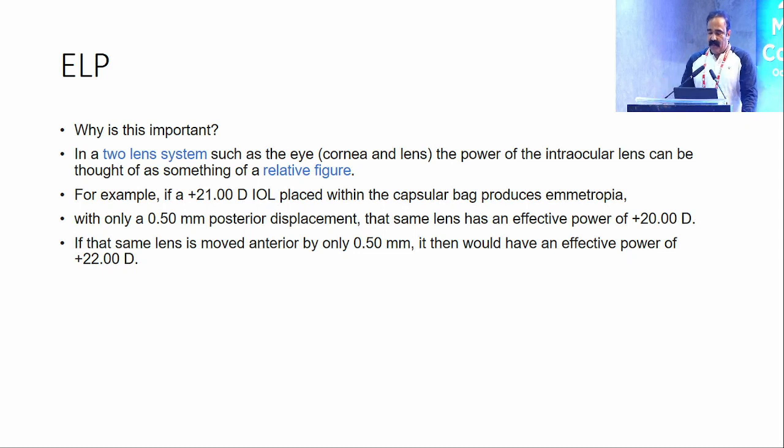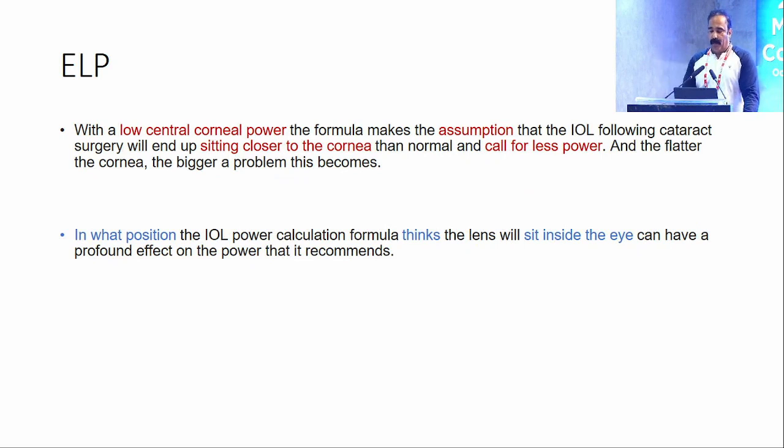In a two-lens system, such as the eye, where we have the cornea and the lens, the power of the intraocular lens can be thought of as a relative figure. For example, you have calculated 21 diopters. If it is in the back, it is emmetropia. If it is 0.5 millimeter posteriorly displaced, the effective power is 20 diopters. If it moves forward, it is 22 diopters. So with a low central corneal power, the formula assumes that the IOL placed following cataract surgery ends up sitting closer to the cornea than normal and calls for a lesser power. So that is what happened here. The flatter the cornea, the bigger the problem.